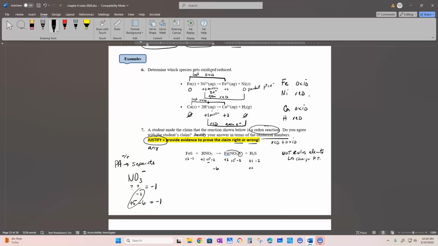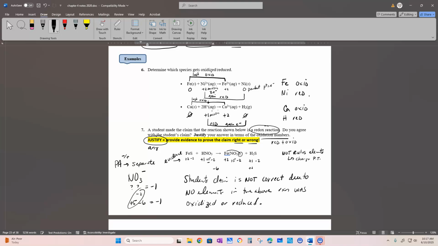Okay, so now justify. That's your evidence. Now tell them the answer. The student's claim is not correct, or you could say is wrong, due to no elements in the above reaction being oxidized or reduced.